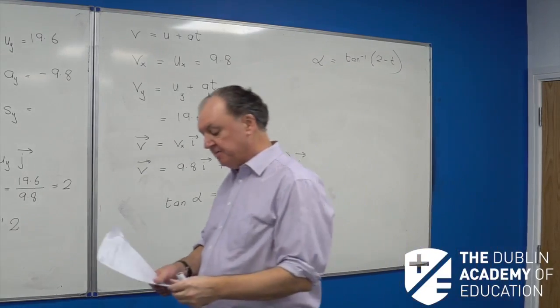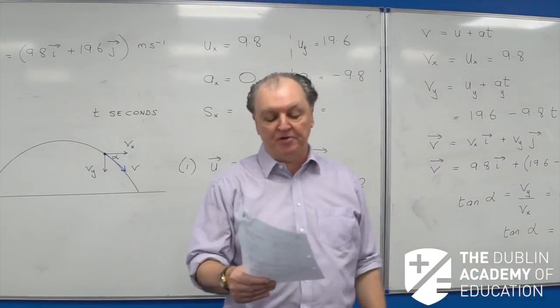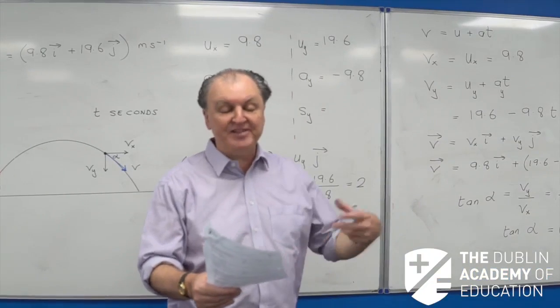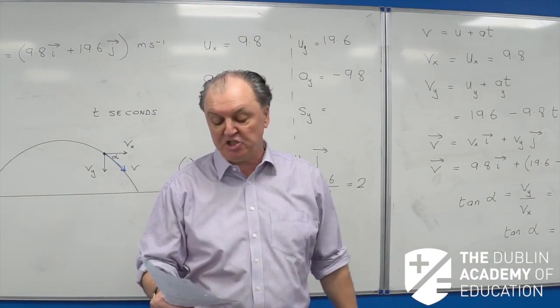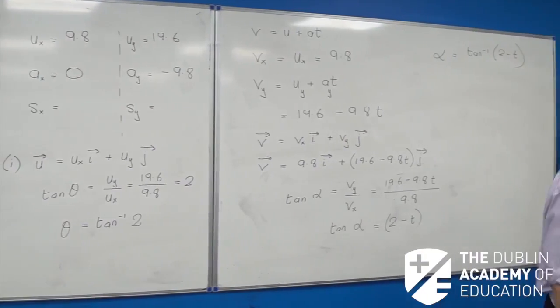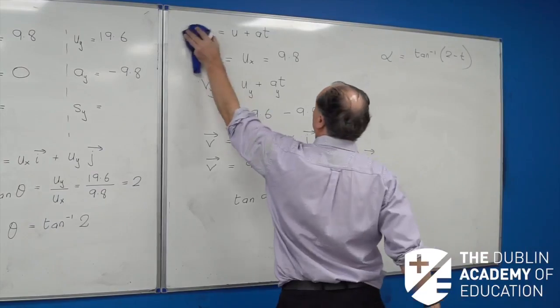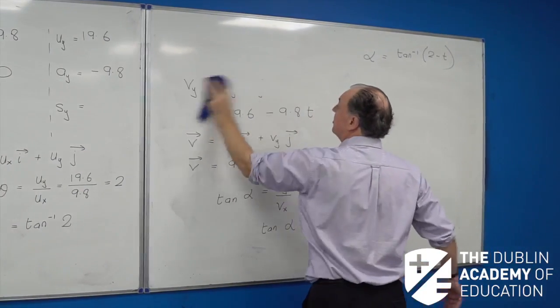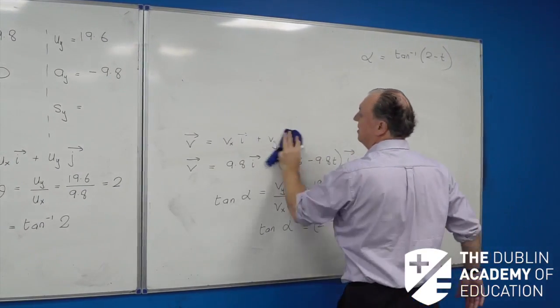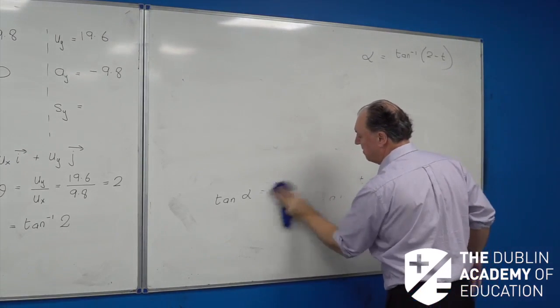So the next part, part 3, it says express the displacement of the particle after t seconds in terms of i and j. So I'm going to do the same thing again. So I'm going to write down, this time, instead of writing down the velocity vector, I'm going to write down the displacement vector. So s is equal to ut plus a half at squared.